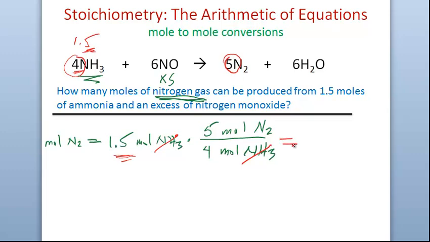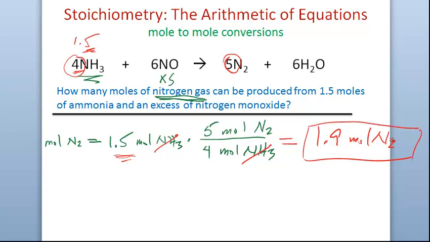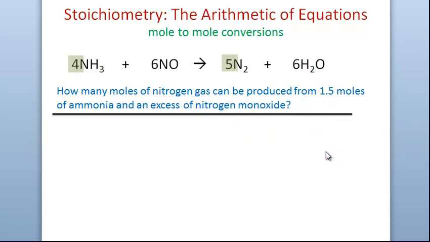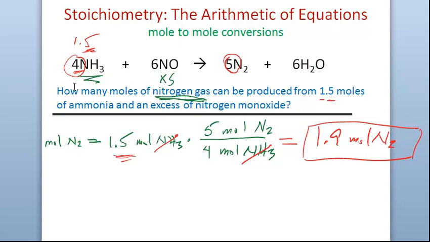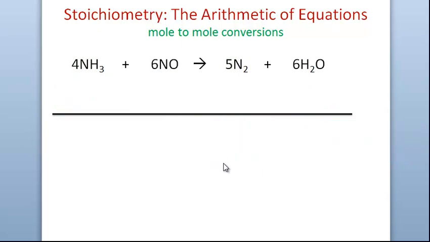Okay, so when you do the math, what you'll find is that you should get 1.9 moles of nitrogen gas. It's a diatomic. On your calculator, you'll probably get something like 1.875, but notice we're being given two significant figures in the information, and so we should use two significant figures in our answer. Okay, so there you go. I think that takes care of that. All right, let's go to the next problem.